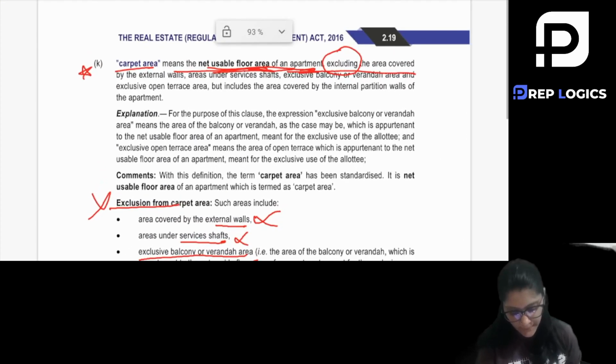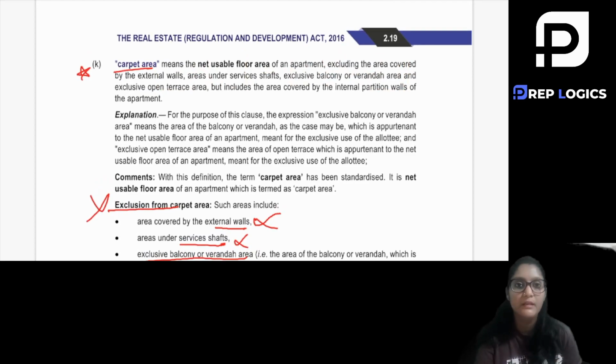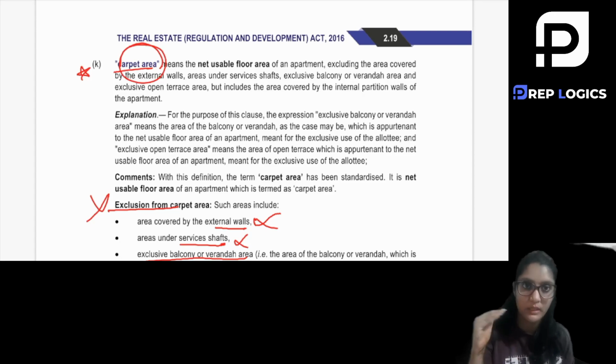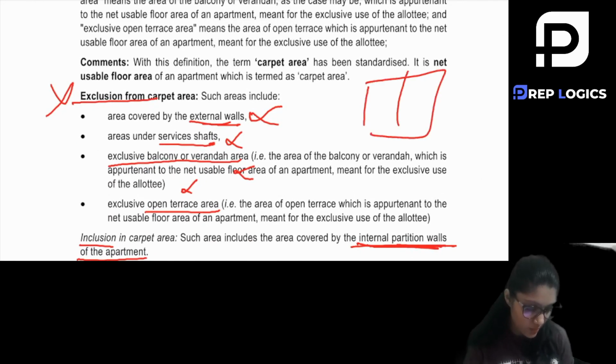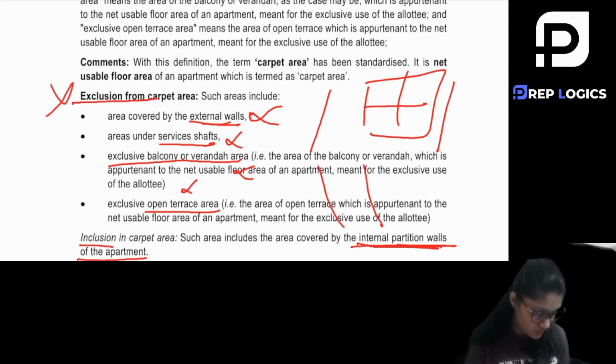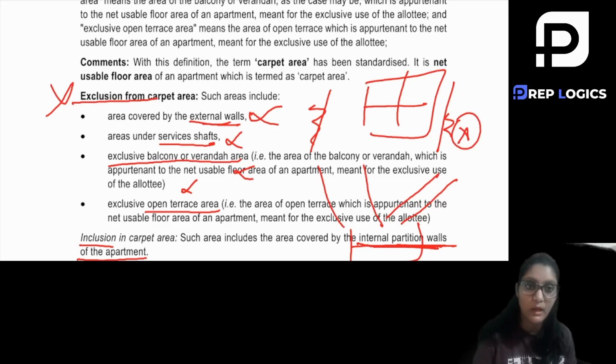Now I have told you multiple times that the act defines carpet area. Now what is this carpet area? The carpet area excludes certain things. What are the things that are excluded, that are not to be included in the carpet area? External walls. Suppose this is your house and there are some external walls also given here. Some walls are coming out; if there is a building, there will be some stairs coming out. So all these kinds of external walls are not included in the carpet area.